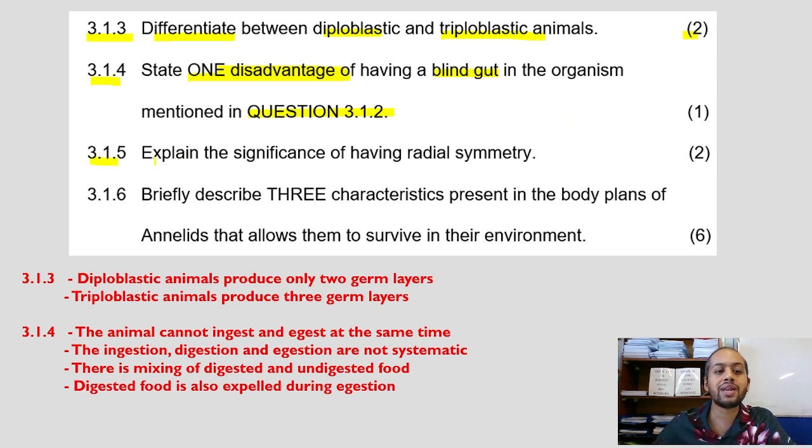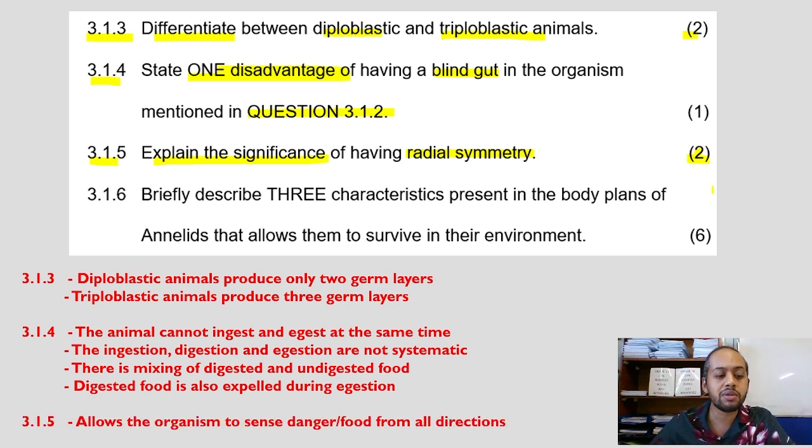3.1.5 says explain the significance of having radial symmetry for 2 marks. So radial symmetry means what? There's a central point that you can divide the living organism up into equal parts. And the significance of having radial symmetry would simply be it's going to allow the organism to sense food and danger from all directions.